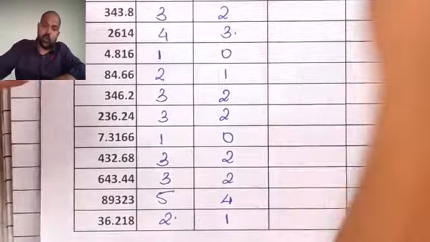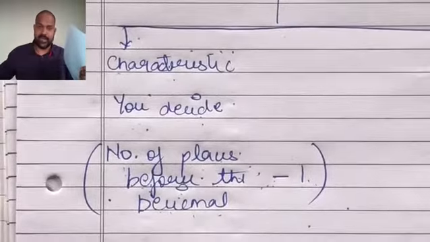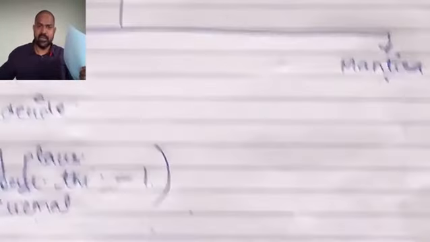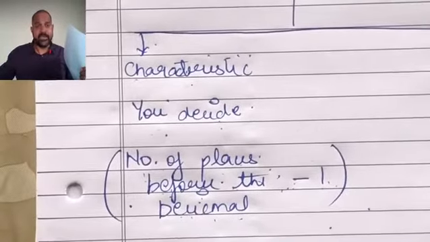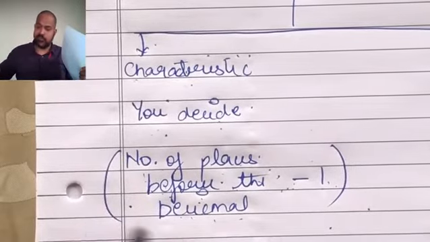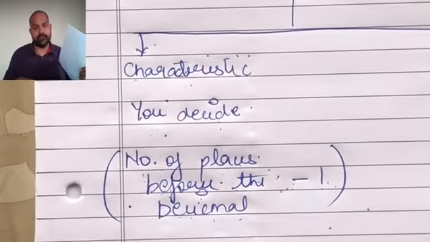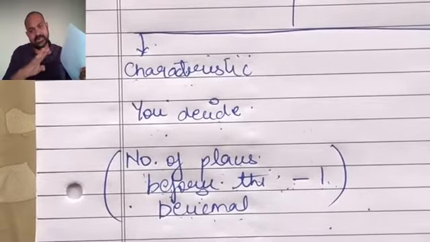I'm going to repeat this. Log of a number has two parts to it. One part is called the characteristic and the other is called the mantissa. Characteristic is decided by you. How is the decision made? It is the number of places before the decimal minus 1. We stop right there. Characteristic is done.